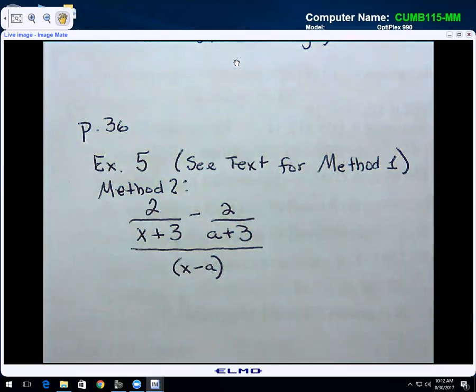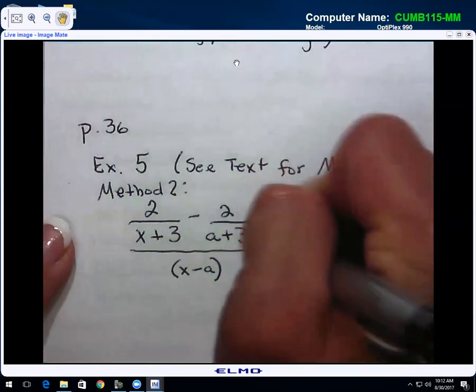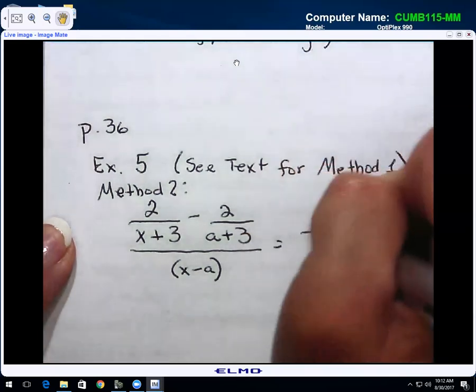The reason that I like method 2 better than method 1 is with a little bit of practice, you can start skipping some steps on method 2 and you get to the answer more quickly. As long as you're not skipping steps, the 2 methods are about the same. But it's easier for me to skip steps using this method than this method. What's the LCD of the baby fractions? X plus 3 times a plus 3. I'm going to multiply every term by that.